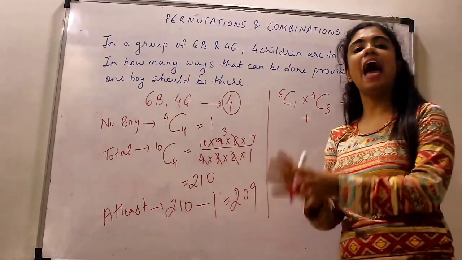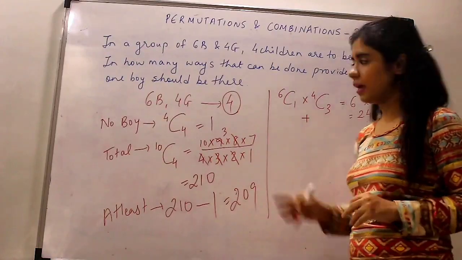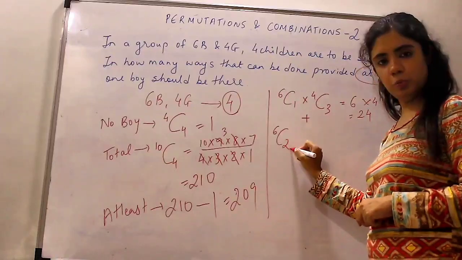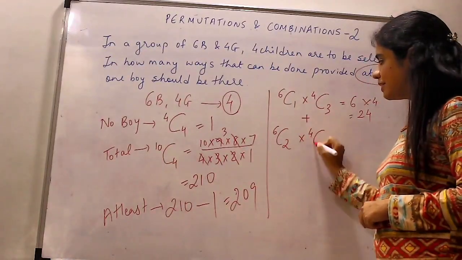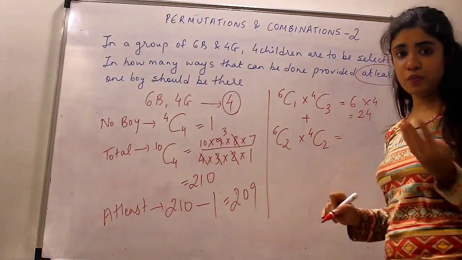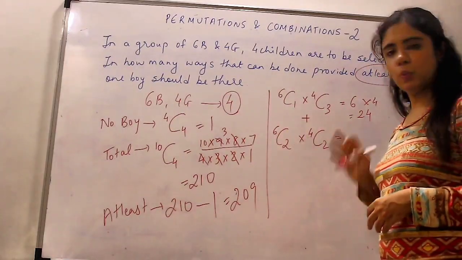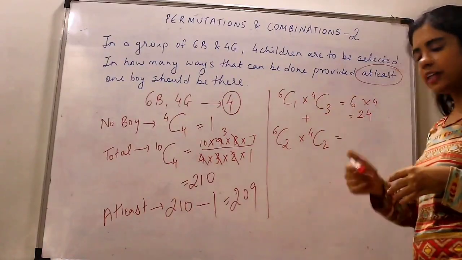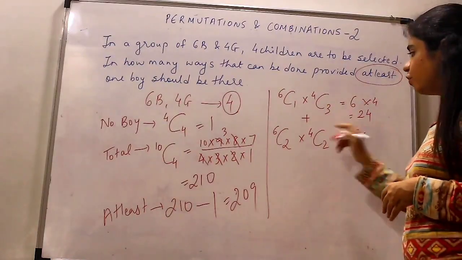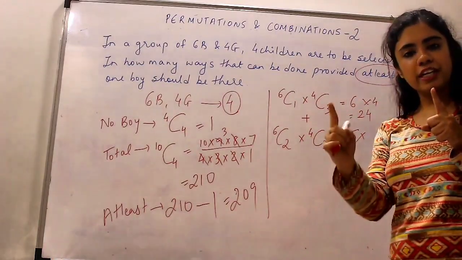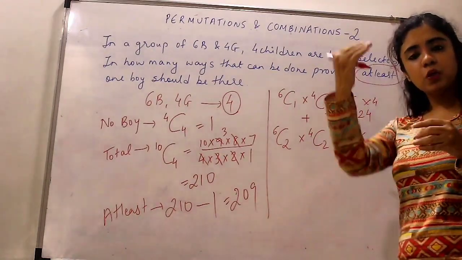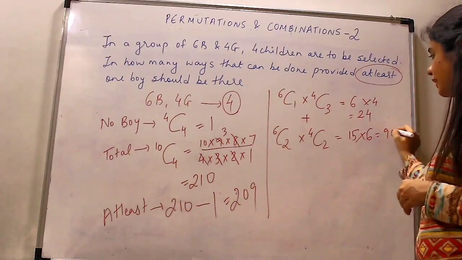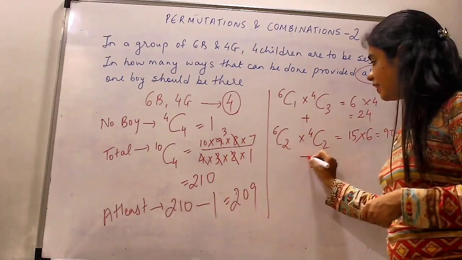Whenever there is an or, just remember you will add. And whenever there is an and, you will multiply. I can have one more case wherein out of the 6 boys, I will select 2 boys. Out of the 4 girls, I will select 2 girls because 4 people. 6C2 is 6 into 5 upon 2 into 1. So 30 upon 2 is 15. 4C2, 4 into 3 upon 2 into 1. 12 upon 2 is 6. So this becomes 90.